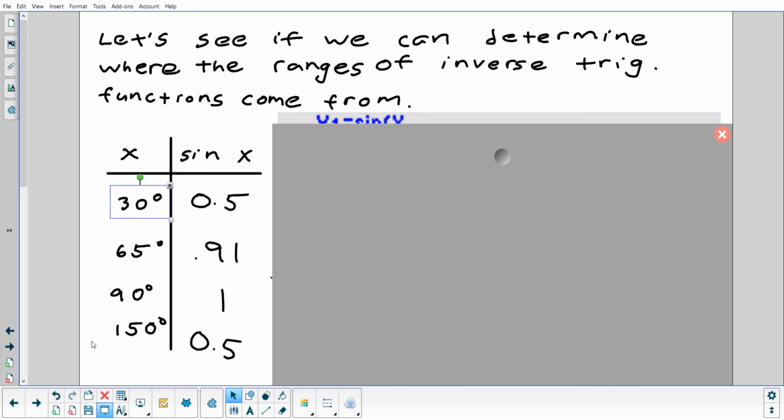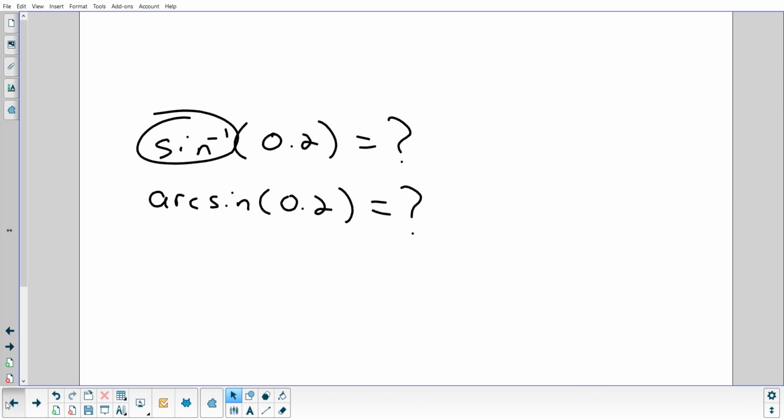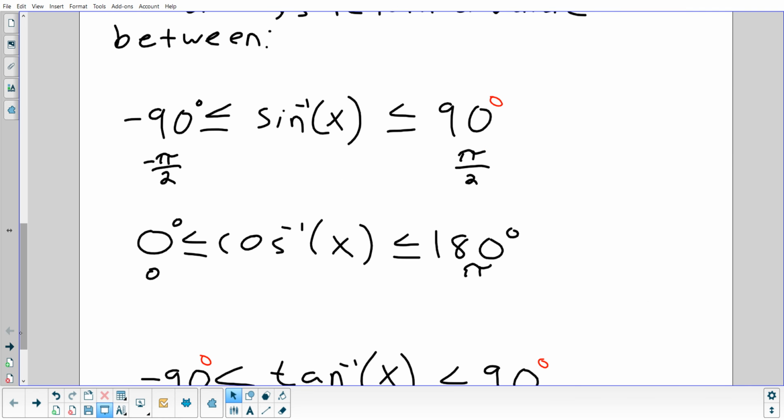It's not that the 150 is wrong. 150 is right if you do inverse sine. The problem is when you do inverse sine, you only want to give one answer, and we want to have a way to agree on what answer we're going to give. If we always agree to give the answer between negative 90 and 90, there will never be more than one answer. The two choices we had were 150 and 30. Well, 150 is not between these two numbers. That's why the calculator didn't say 150, and it said 30.